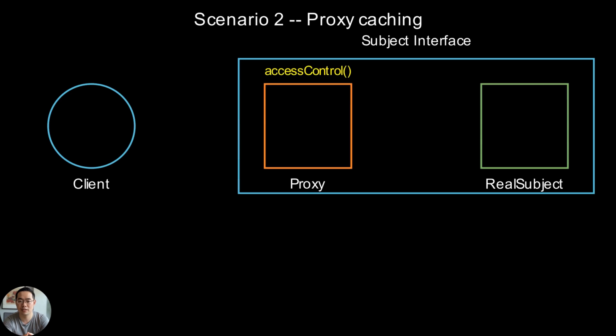Next, the proxy does something new. It checks its internal cache. It's looking to see if it has already computed the result for this exact request. On this first run, the cache is empty.